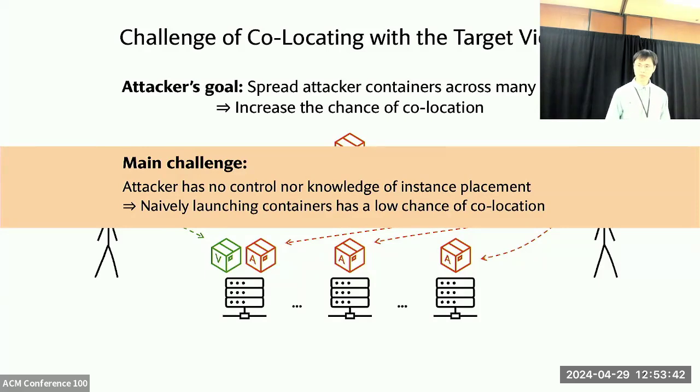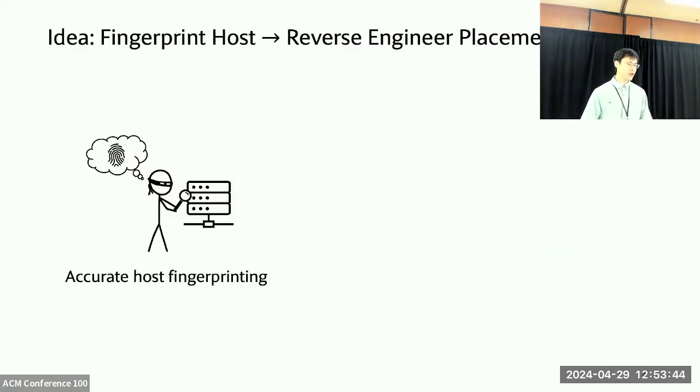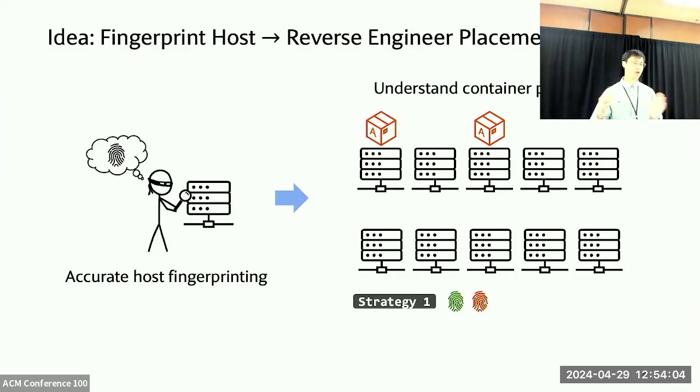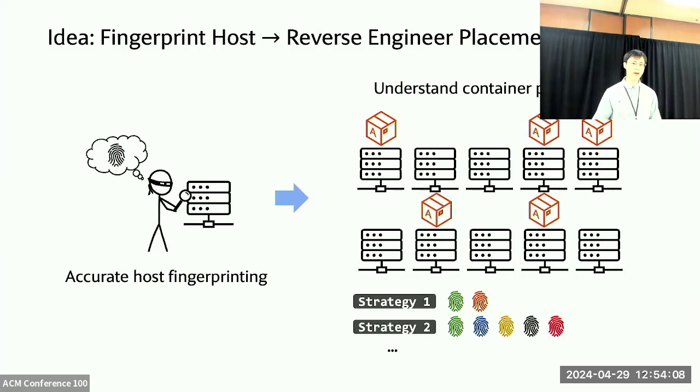To overcome this challenge, here's our big idea. We want to have a way to fingerprint the underlying physical host. And this fingerprint can serve as a mostly unique identifier for the machine. With the fingerprint, we can then reverse engineer the placement behavior. For example, you can try a certain launching strategy and record the fingerprints of the physical hosts that run these containers. Then you can try a different launching strategy and compare how Google Cloud reacts to different strategies. So that's the idea.